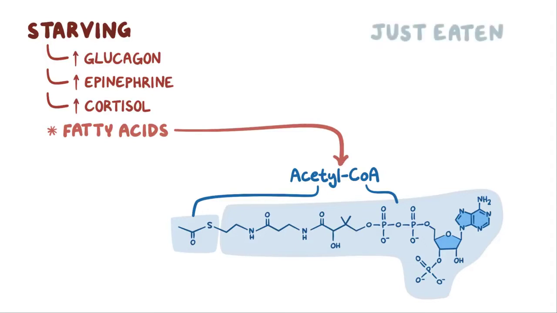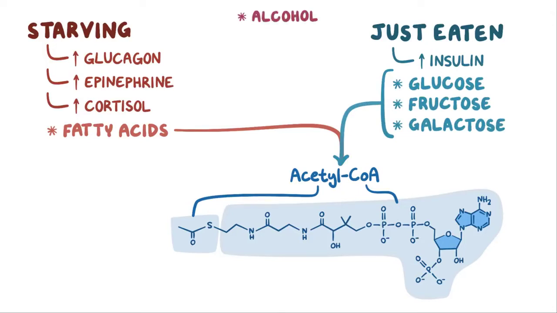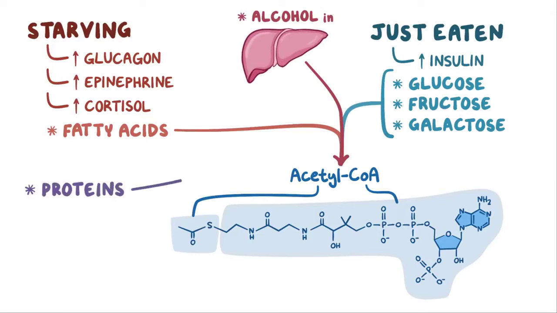Now let's say you have a bowl of delicious French onion soup, and everything changes. Insulin is plentiful, and you also have plenty of acetyl-CoA from breaking down glucose, fructose, and galactose, with glucose playing the biggest role. Now, alcohol is also a source of acetyl-CoA in the liver where it's metabolized. In addition, proteins can also help contribute to acetyl-CoA production.